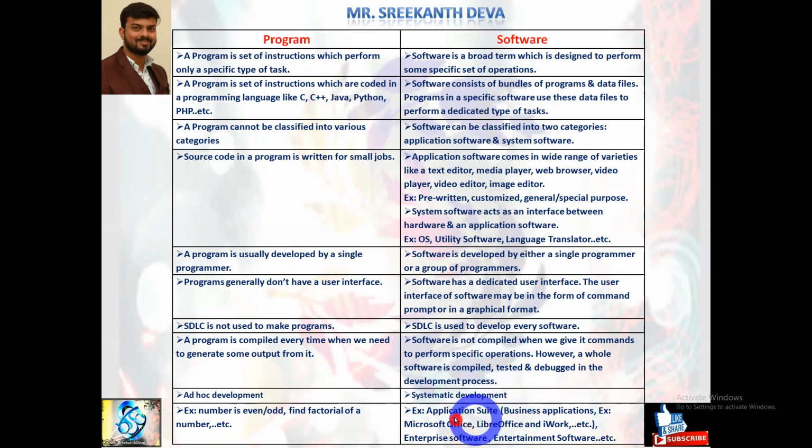Software. Examples like application suites, like business oriented applications like Microsoft Office tools, LibreOffice and iWork. Several examples like enterprise software, entertainment software, these are all the best examples of what? Software products. I have just given examples, right? In the real-time environment, railway reservation systems, hotel management systems, banking systems, these are all what? Real world software products. We are already using them in the real world environment. So this is a major difference between program and software.